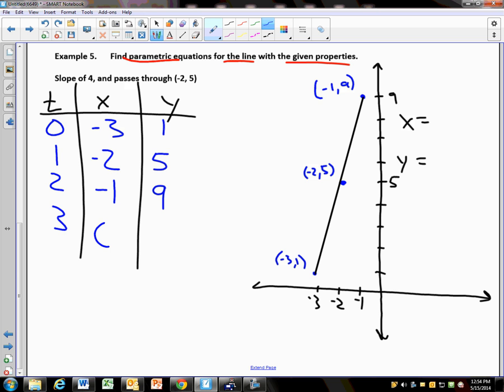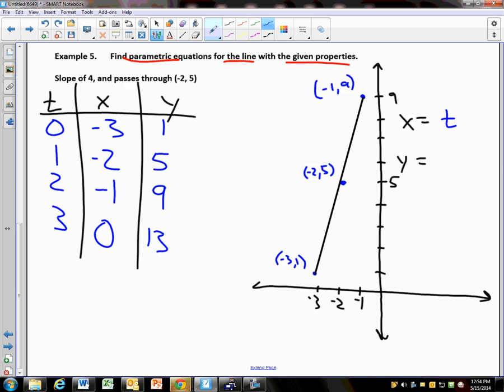How much are the X's going up by each time? 1. How much are the Y's going up each time? 4. So, just like we did before, instead of having a y out front, now we have an x, and we're going to have t as a variable.